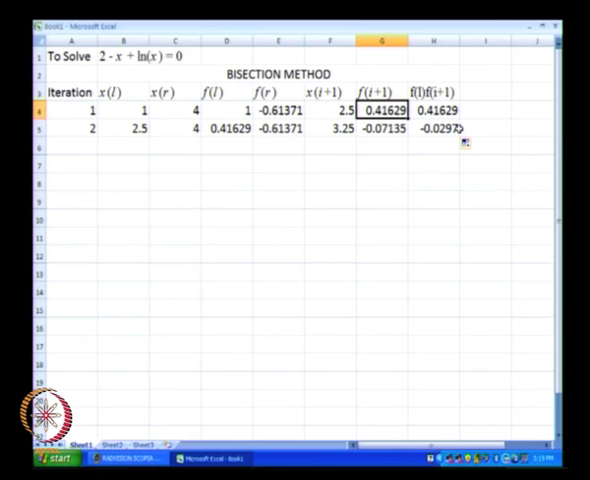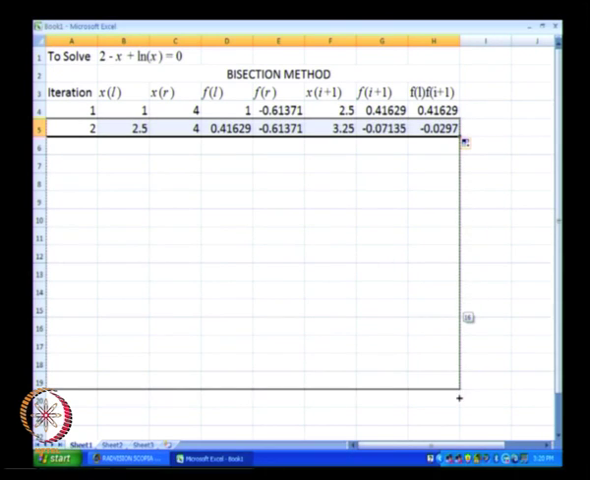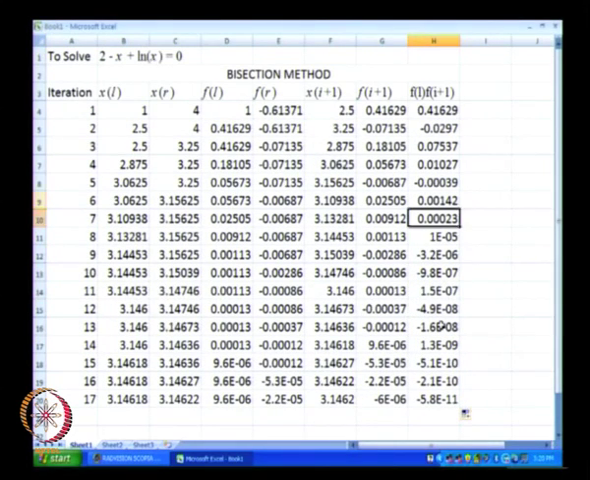Now what happens is that f of I plus 1 at x of I plus 1 equal to 3.25 is a negative value. That means f of L is a positive value, f of r is a negative value, and because f of I plus 1 is a negative value, it is x of r that is going to be replaced now by x of I plus 1. So, what we will do now is just take this entire row and drag it downwards, and that should be enough. The procedure is going to be repeated at each and every row.